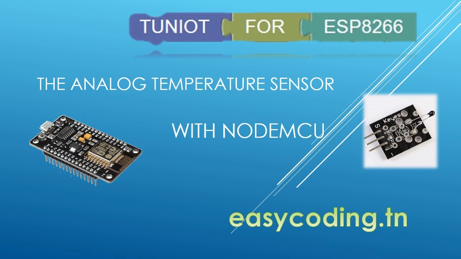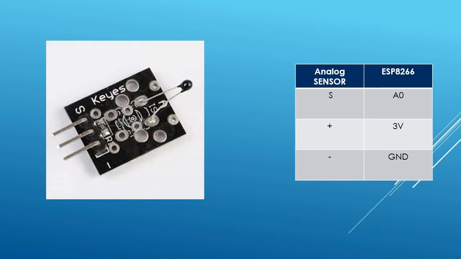In this video, we will see how to program the analog temperature sensor with the NodeMCU. You can find the sensor in the 37 sensors kit.